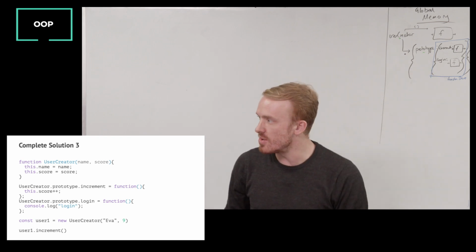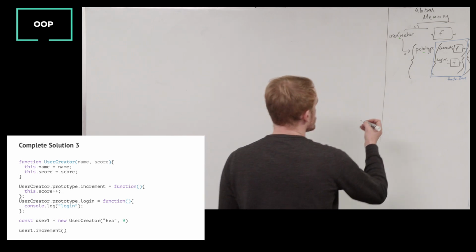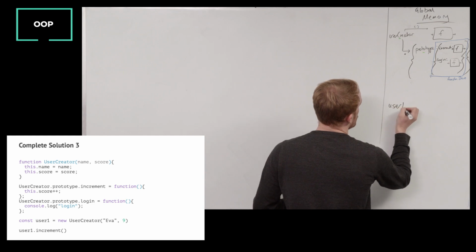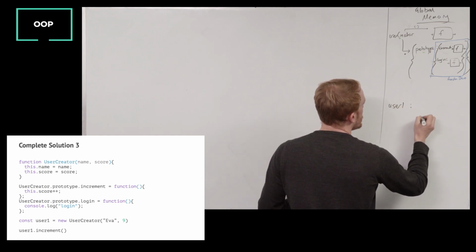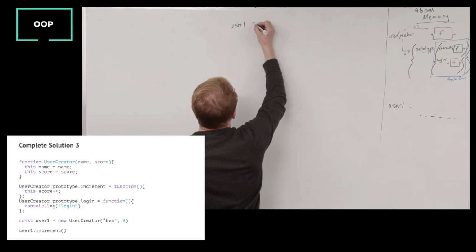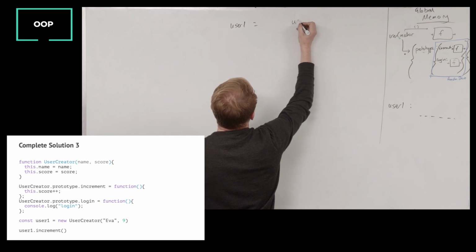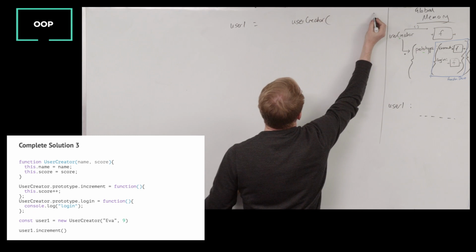All right, so next line now, Lewis. We're creating a variable user1, and then we're calling new userCreator. Okay, so for now it's undefined. And so now we're going to do our key piece. User1 is going to be the return value of running what function? userCreator with the argument Eva and 9. Perfect.